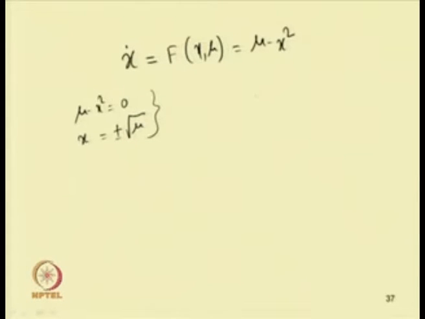If we plot this curve, which we have already plotted several times, x versus mu: for negative values of mu, x will be imaginary, so there is no solution for negative mu, and for positive values of mu we have two solutions.